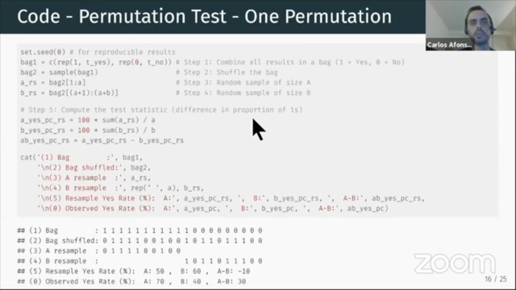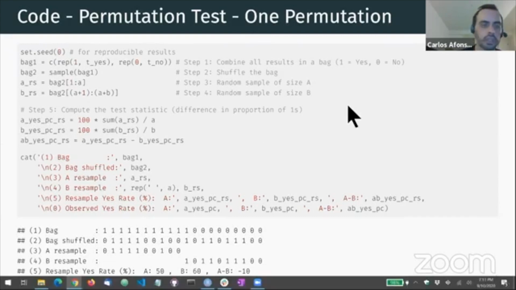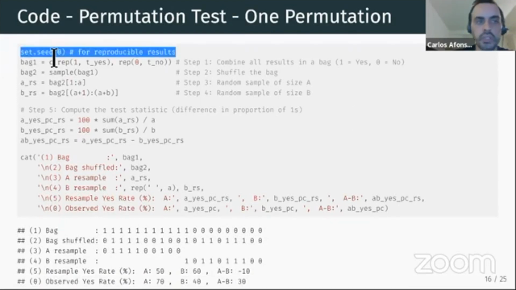Okay. So this is how you could do one permutation using R, from scratch, without using any other functions. Just setting the seed to make these results reproducible, because we're going to use some random functions. That's just to make the results reproducible. There are no concepts in there.